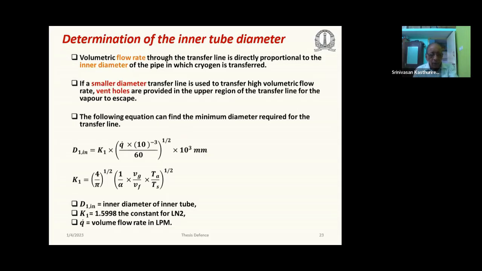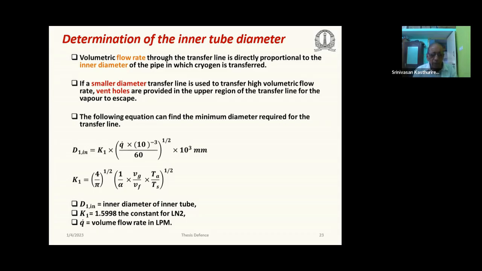So first we should determine the inner tube diameter, the tube diameter through which the flow is going to happen. The volumetric flow rate through the transfer line is directly proportional to the inner diameter of the pipe in which the cryogen gets transferred. That means smaller the diameter, smaller the flow rate; larger the diameter of the pipe, larger will be the flow rate.